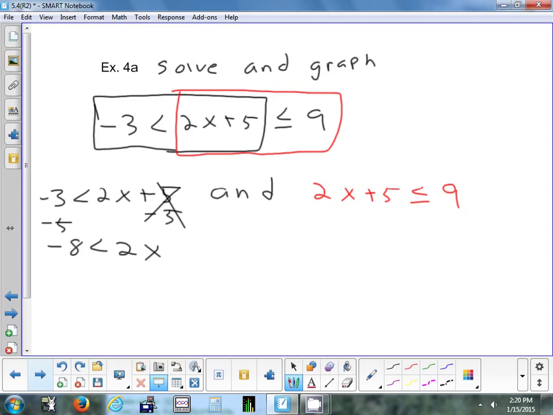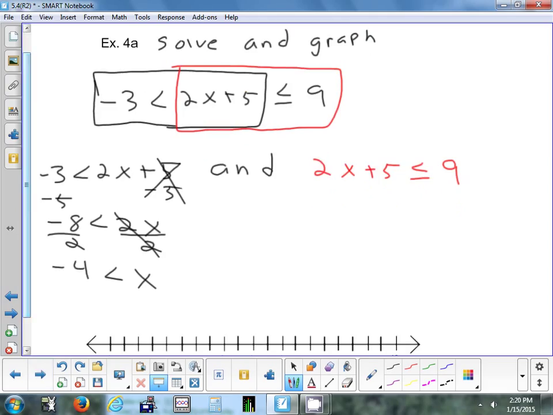Okay, last step. How do I get rid of that 2? Divide by 2. What happens when you do 2 divided by 2? It cancels. You divided by a positive 2. Do you flip it? No. What's negative 8 divided by 2? Negative 4. And how did we say we normally like to write this? Is it in the way we like? No. I want variable, symbol, number. What way is the symbol going to point? What was it pointing at originally? Okay, there's our first part.